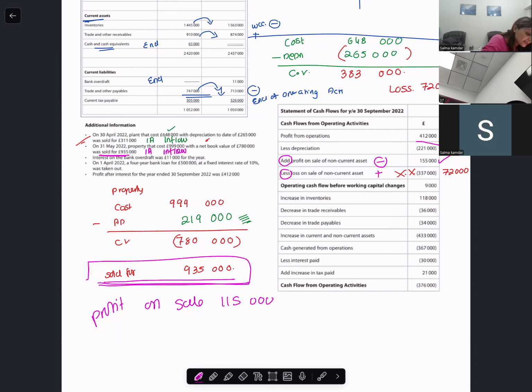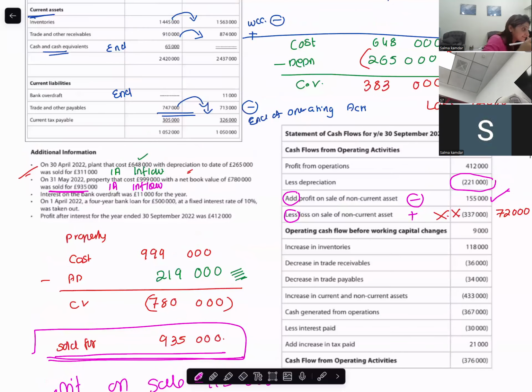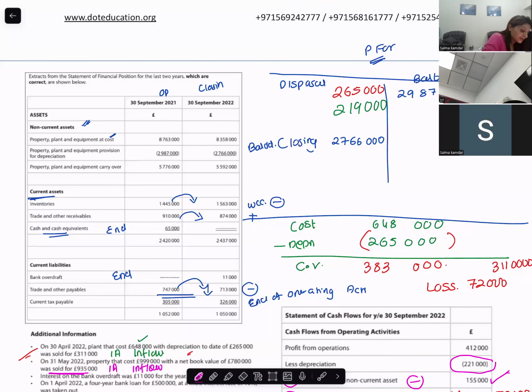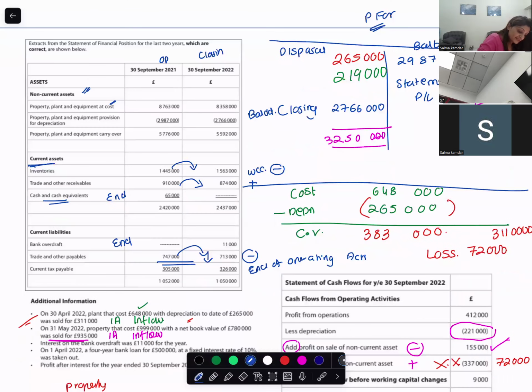Now I have to check the depreciation. Is it correct or no? There is no other buying or selling of asset, so I have to find the depreciation of the current year. This full total is 3250,000. So I'm just removing the three zeros from everywhere. So the depreciation of current year, that goes in the statement of comprehensive income statement. 263. So this is the depreciation of the current year.